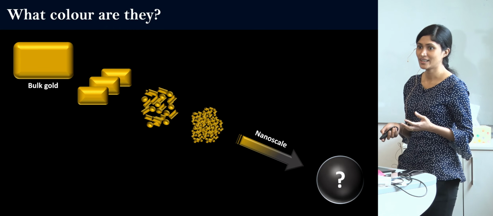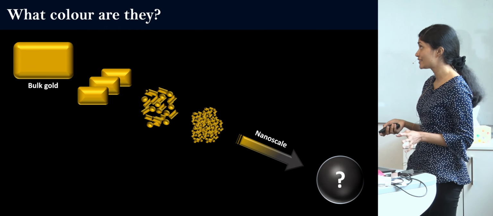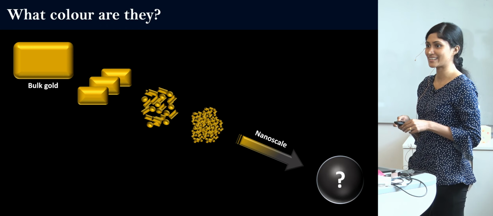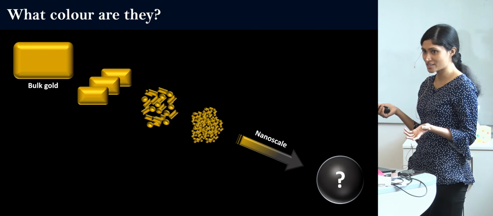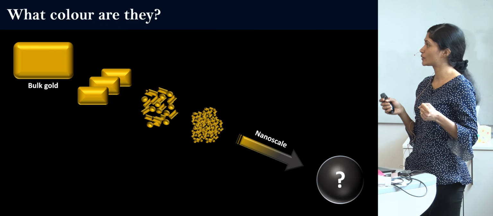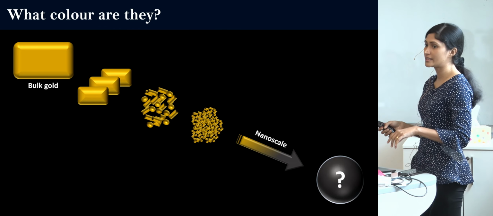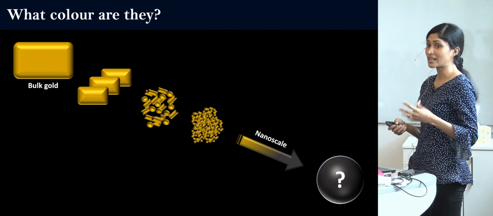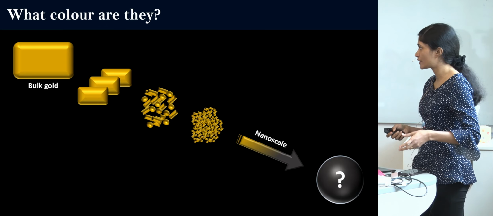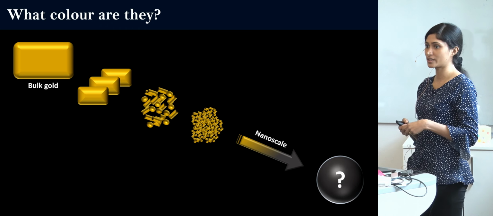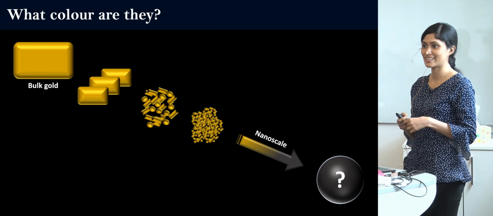Now I have a question for those of you who haven't heard about plasmonic particles much. If you take a big chunk of gold and go grinding or crushing it down to smaller and smaller pieces until we reach the nanoscale, what color do you think that dust would look, or if we disperse that dust in water, what color do you think that water would look? And do you have any guesses why?